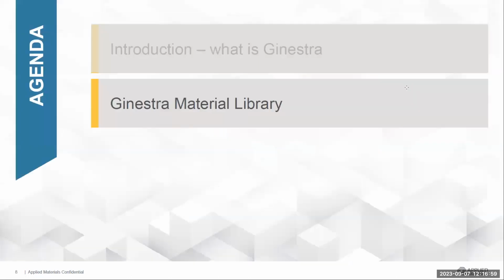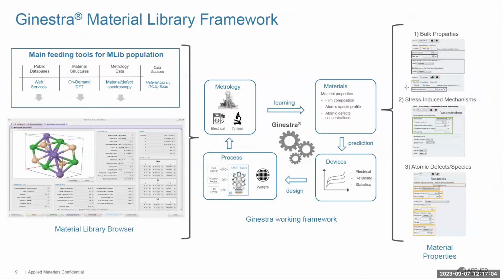Okay, so moving on, just now zooming more on the material library. As I was saying before, Ginestra relies a lot on the material properties. So if you start a simulation by picking a material for the device you want to simulate, and you run the simulation, you generate your distributions.